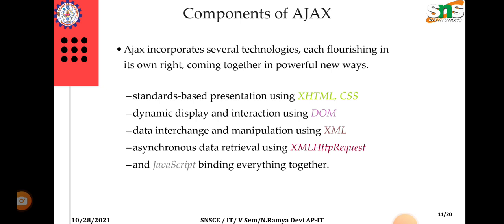So, what is Ajax? Ajax is Asynchronous JavaScript and XML, and it consists of several key components that work together to enable asynchronous data exchange between a client and a server without requiring a full page reload. Here are the main components.